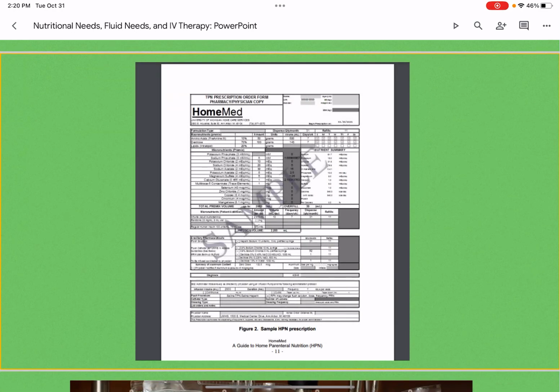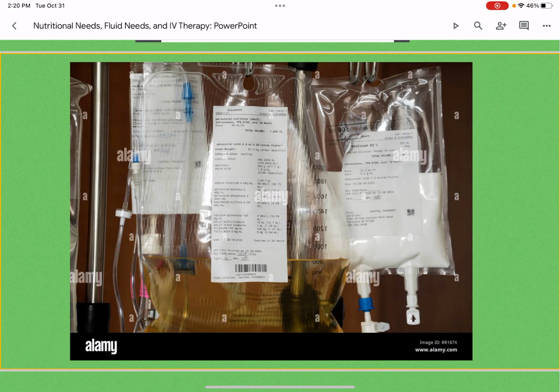This picture here is a sample TPN order. Labs are drawn each day, and then the TPN is made to match the electrolytes that the patient needs. And this is what TPN looks like. It is the white substance on the right.